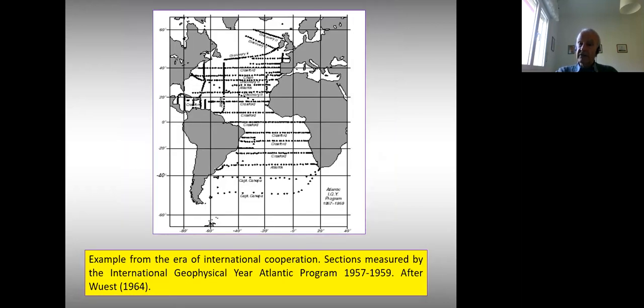Then we have international cooperation. International cooperation means that a number of nations all over the world have been included, and this is the famous International Geophysical Year Atlantic Program, which was realized in 1957-59. These transects were done by a number of ships of different countries, and you can see how the distribution of stations and transects has been used to give a very detailed description of the flow, and of the horizontal and vertical distribution of water masses, of temperature and salinity.